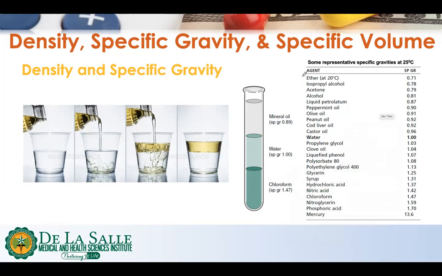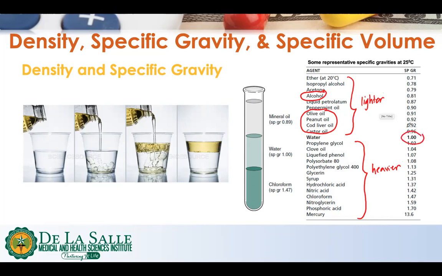You can also see in this table other substances whose specific gravities are less than one, and all of them are considered to be lighter than water. Included in this list is alcohol and many oils. Now, there are also substances whose specific gravities are greater than one, and these substances are said to be heavier than water.